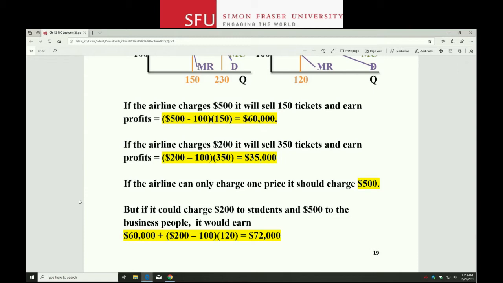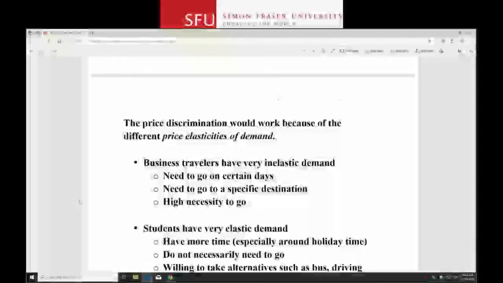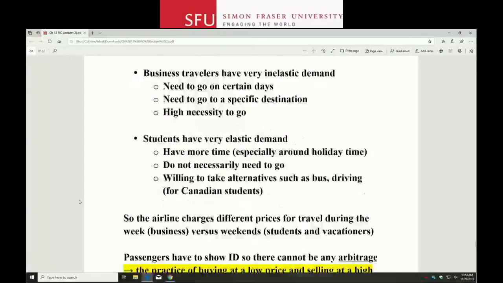But again, it's also good for the students, because if they just charge the $500 price, none of the students would be able to afford a ticket. And now the students can afford a ticket. So it's better for the consumers as well as for the monopolist. Okay. All right. This is just some notes about what I was already talking about.